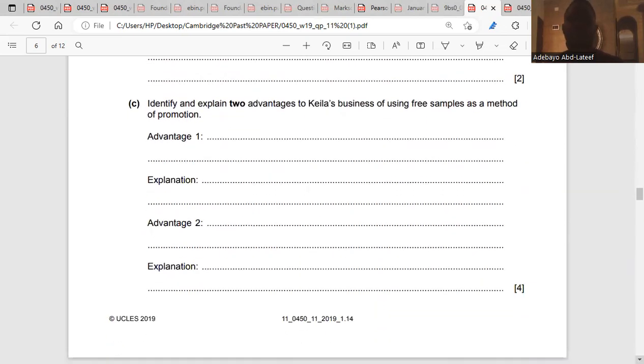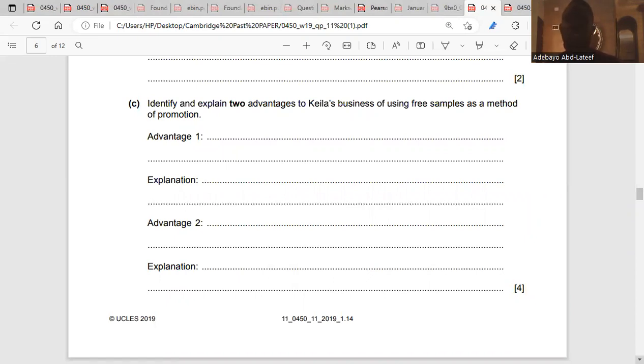Question C. Identify and explain the advantages to Kyle's business of using free samples as a method of promotion. If Kyle is using free samples, one, it will be able to give products to customers for free, so they don't need to pay. It might allow them to see how good the product is, so that might increase its sales later on.